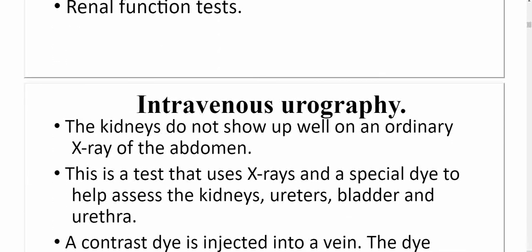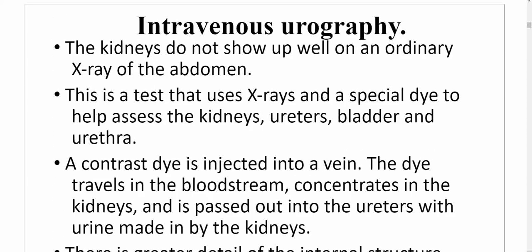So let's start with the first one, that is intravenous urography. The kidneys do not show up well on an ordinary X-ray of the abdomen. This is a test that uses X-rays and a special dye to help us assess the kidneys, ureters, bladder, and the urethra. We normally think of X-ray for fractures, orthopedics and other investigations, but here X-ray can give us an angiogram, a nice picture of the circulation.